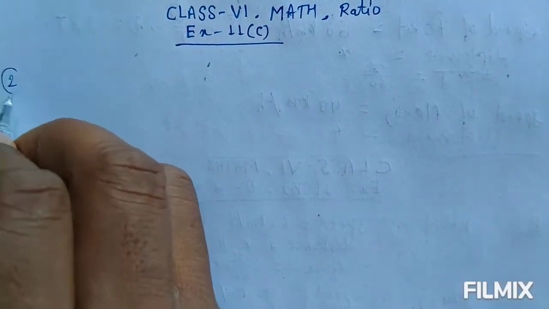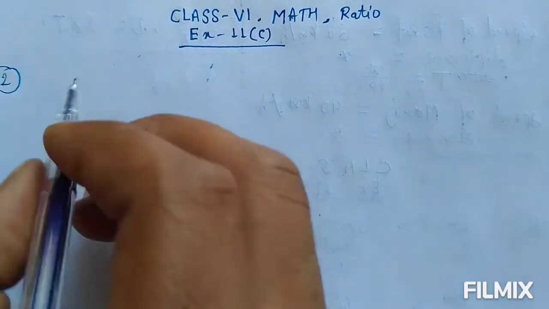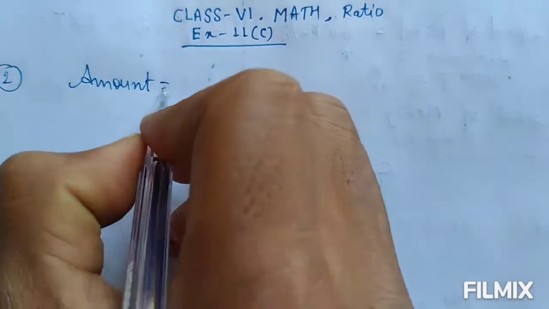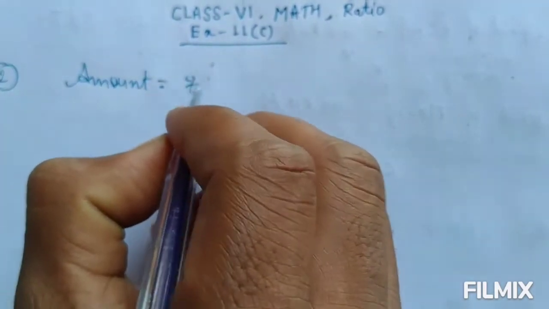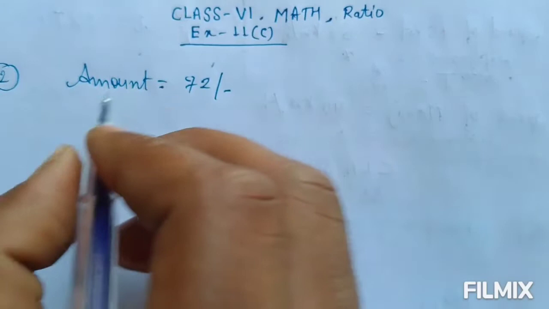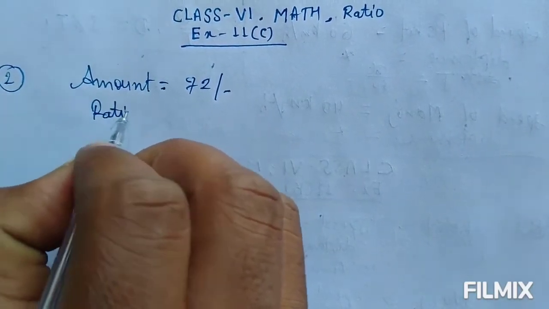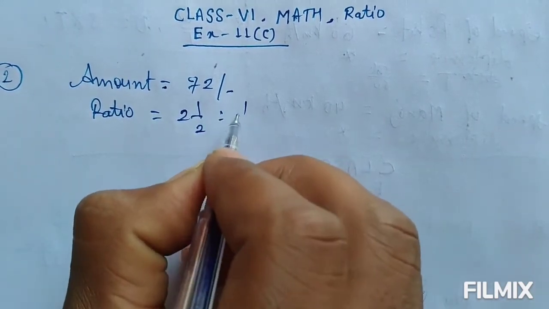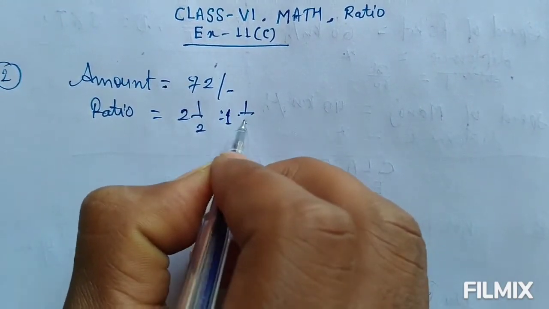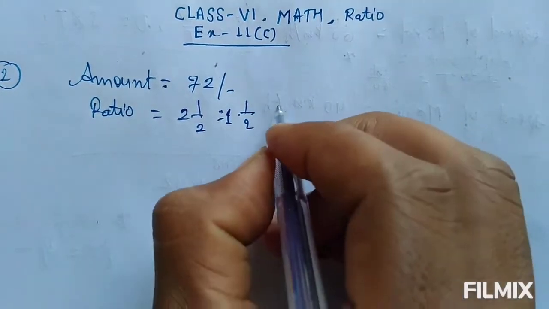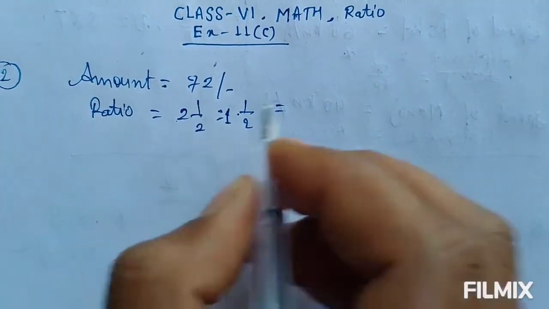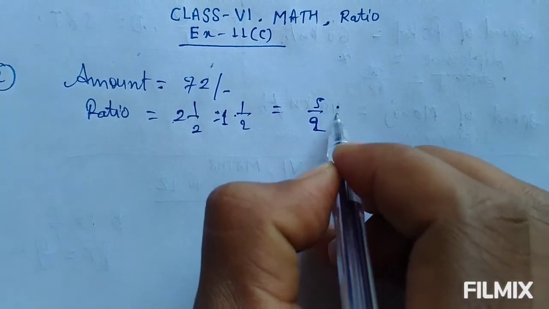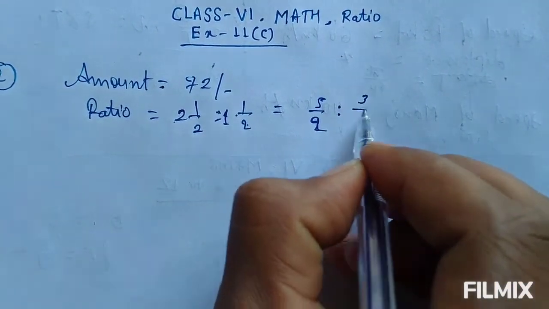So question number 2: the amount is rupees 72. A ratio is given there, 2 whole 1/2 to 1 whole 1/2. Convert this ratio from mixed fractions. 2 twos are 4 and 1 is 5/4... 2 twos are 4 and 1 is 5, so 5/2. Then 1 whole 1/2: 2 ones are 2 and 1 is 3, so 3/2.